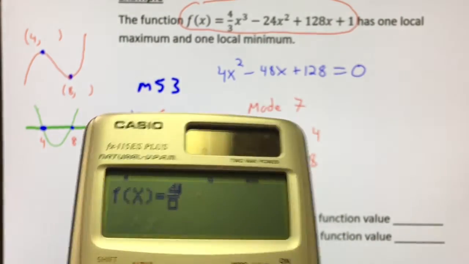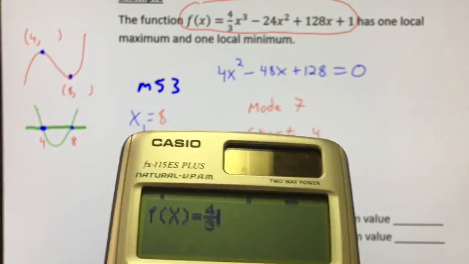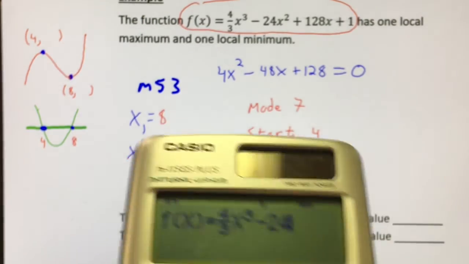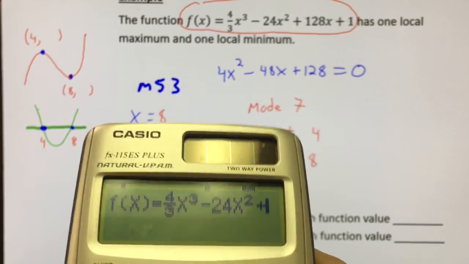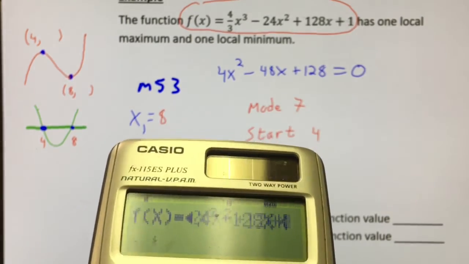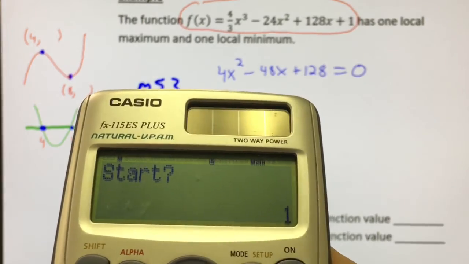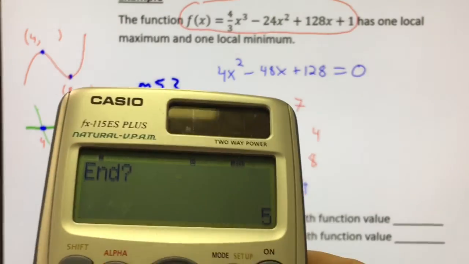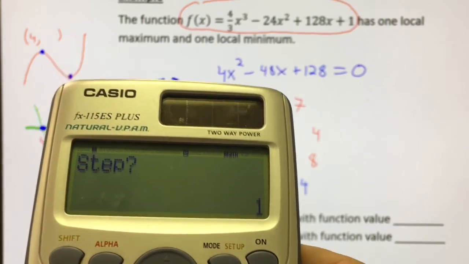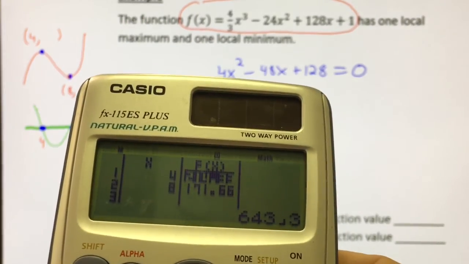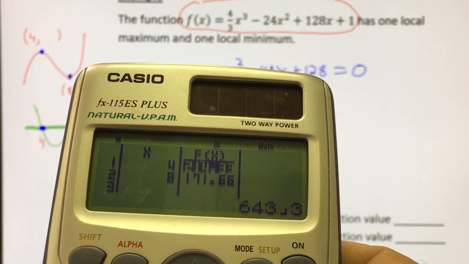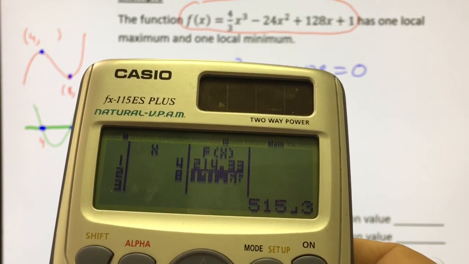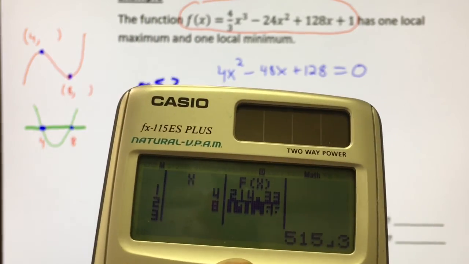And then I'm going to type in 4/3 alpha x cubed minus 24 alpha x squared plus 128 alpha x plus 1. I don't need g of x, so you just hit equals. I would start at 4, and I would end at 8. And I would step by 4. The 4 value is going to be 643 over 3. And my 8 value would be 515 over 3. Did you get those?